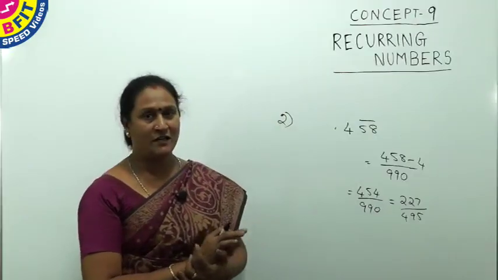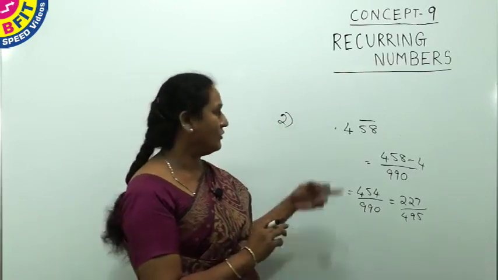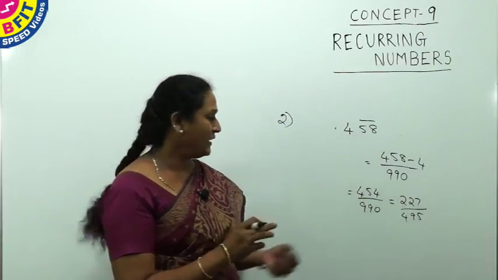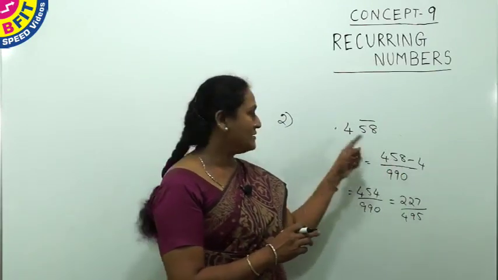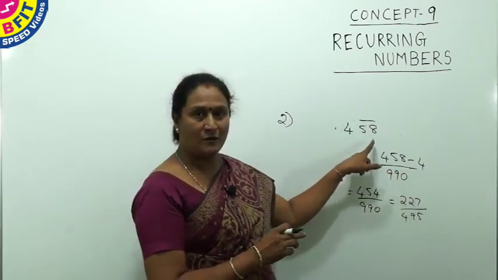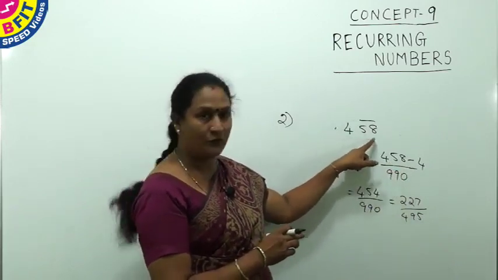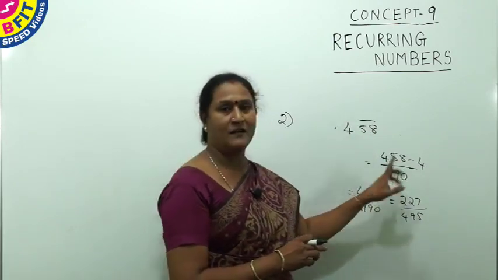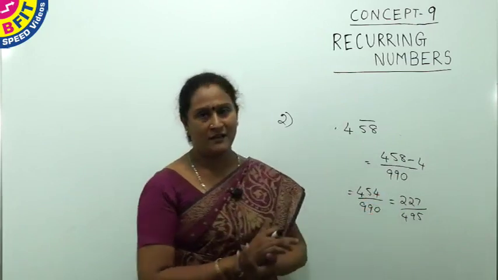So here the shortcut is, we are asked to find the value of 0.458, with 5 and 8 recurring. Simply write this 458, subtract the non-recurring number, and divide it by 99 for the two recurring numbers and 0 for the non-recurring number. Subtract and get the fraction.